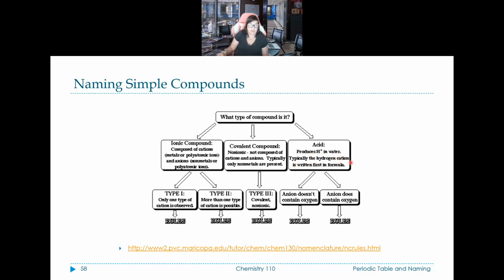Typically, the hydrogen cation is written first in the formula. If the anion doesn't contain oxygen, it has rules for that. If it does contain oxygen, there are rules for that.